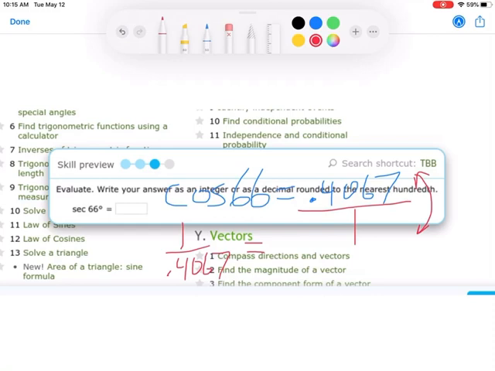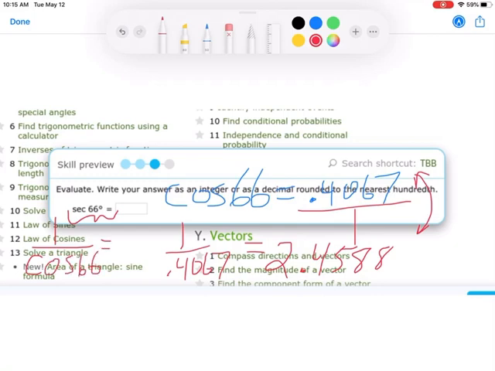The secant is a flip of cosine. So I'll do that real quick. 1 divided by 0.4067, and I get 2.4588. All good. So there's one way to do it. The other way to do it is, since this is really the flip of cosine, I can just type it into my calculator like this, 1 over the cosine of 66.